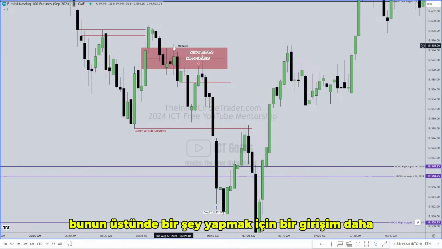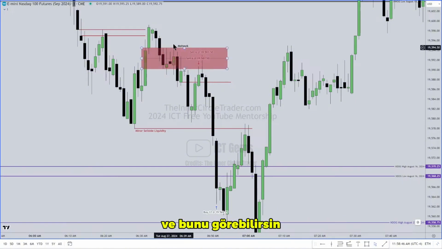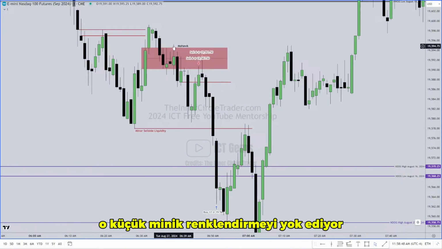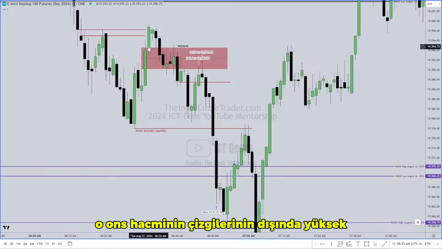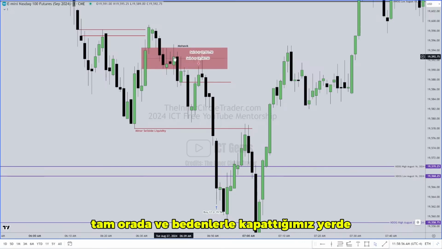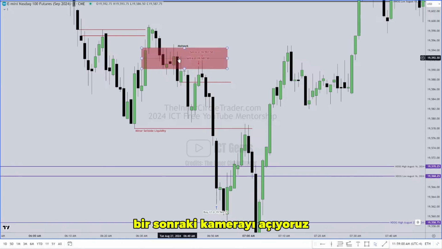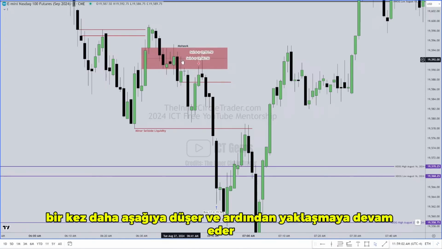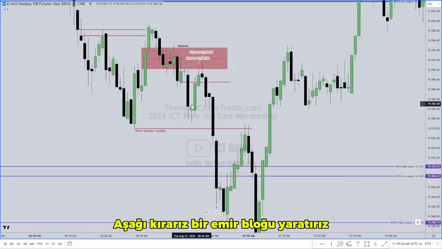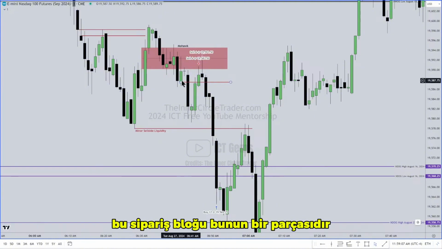One more attempt to do something above it, and it wicks. See that? It wicks. That little tiny coloring outside the lines of that volume imbalance high, that right there and where we close with the bodies tells me that this should drop lower. The next candle we open, it drops lower. One more time to consequent encroachment. We break lower. We create an order block. This order block is part of this one.